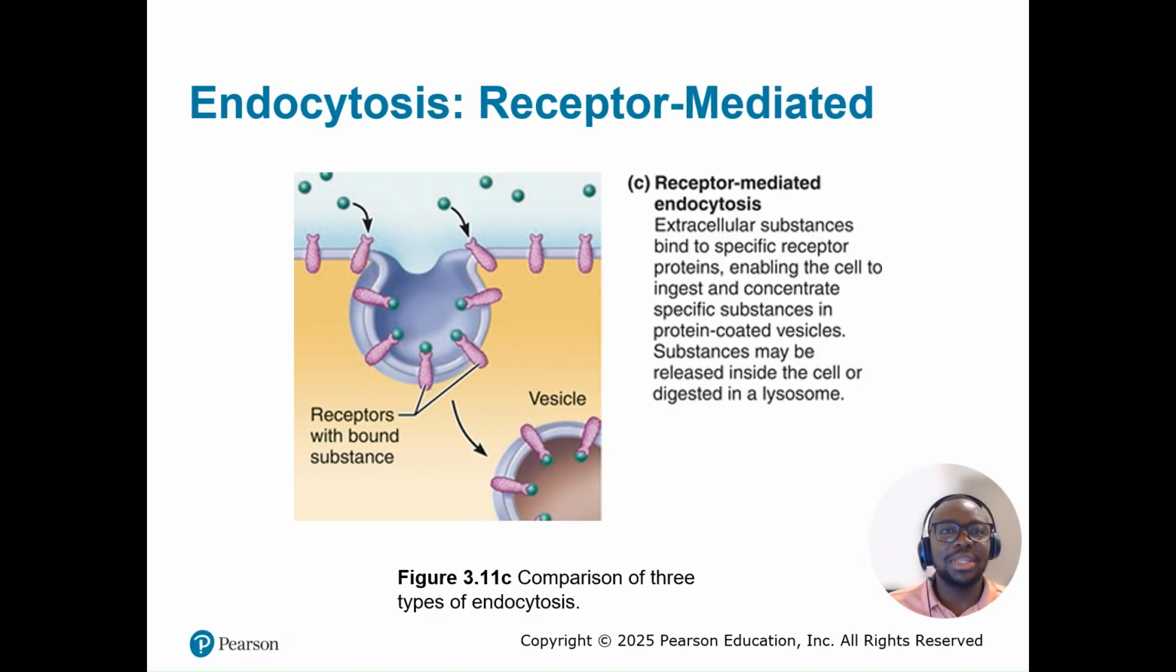Next is receptor-mediated endocytosis. In this process, extracellular substances bind to specific receptor proteins in the cell's plasma membrane. This process enables the cell to ingest and concentrate specific substances called ligands in protein-coated vesicles. Ligands may simply be released inside the cell, or they may combine with a lysosome to digest their contents. Receptors are recycled back to the plasma membrane in vesicles. Substances taken up by receptor-mediated endocytosis include enzymes, hormones, and some pathogens.